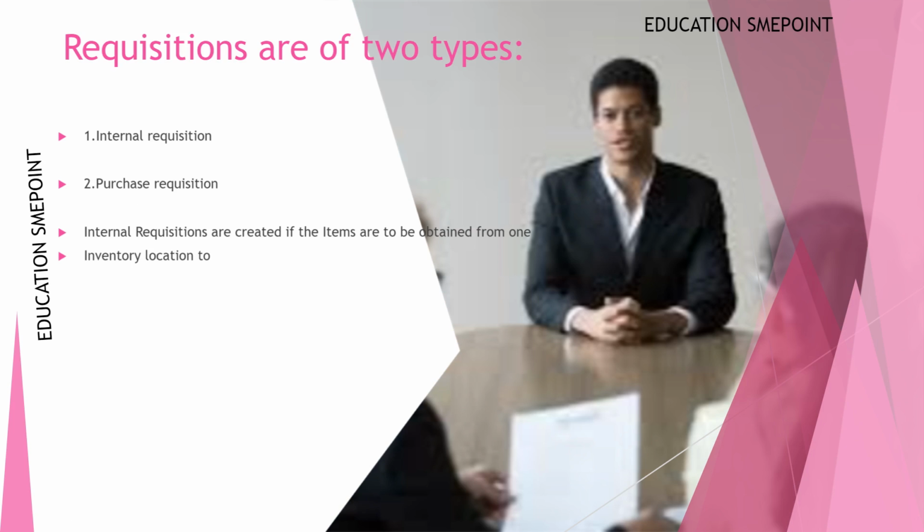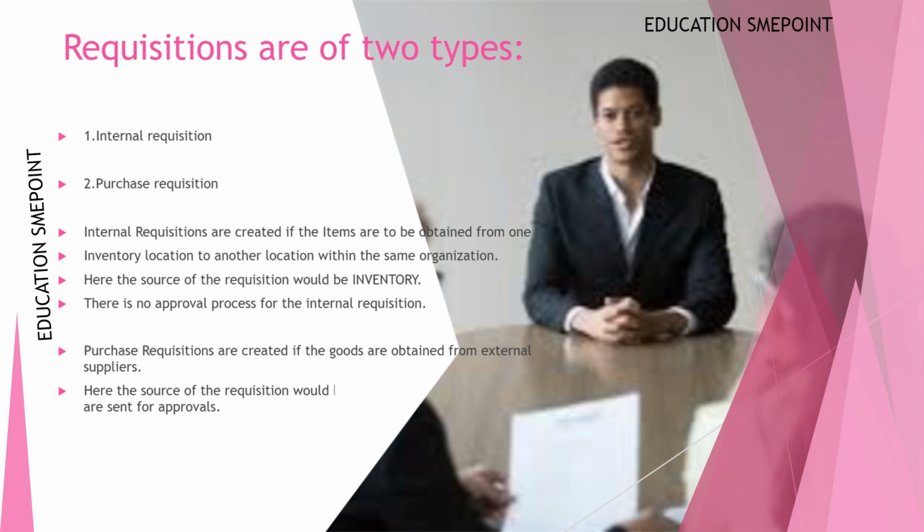Requisitions are of two types. 1. Internal requisition. 2. Purchase requisition. Internal requisitions are created if the items are to be obtained from one inventory location to another location within the same organization. Here the source of the requisition would be inventory. There is no approval process for the internal requisition.